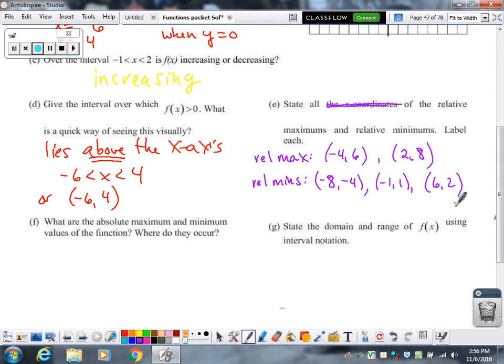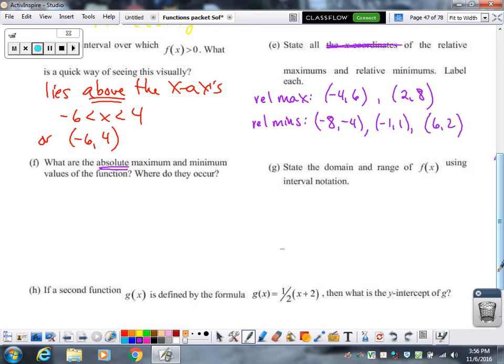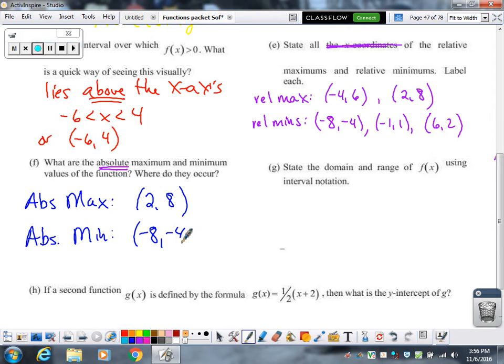Now the next question, letter F, is asking for the absolute maximum and minimum. And where do they occur? So from the relative max and the relative min, we will have the absolute maximum and the absolute minimum. So the absolute maximum, which one of those 2 points is the highest point? And again, we're looking at the y value. We're comparing which one has the highest y value, which in this case is 2, 8. And the absolute minimum, which of those 3 points has the absolute lowest y value? And that's going to be the -8, -4.